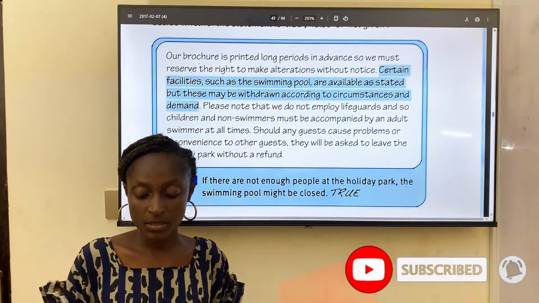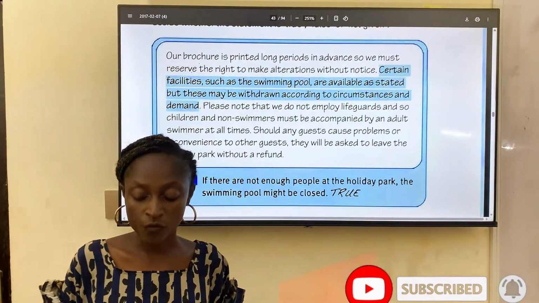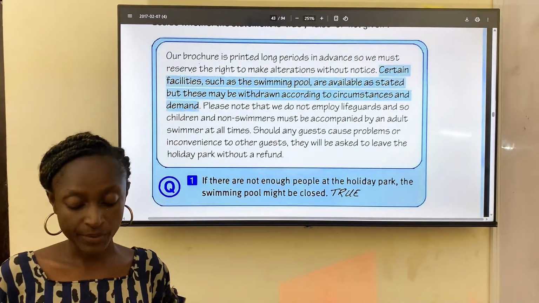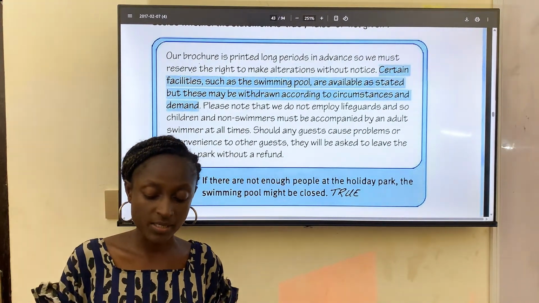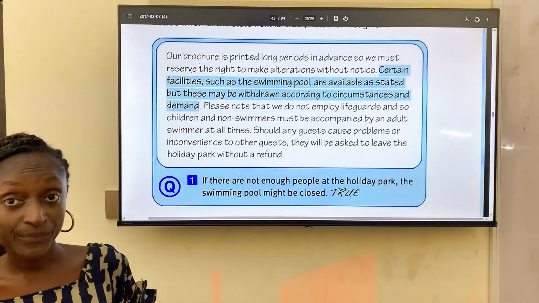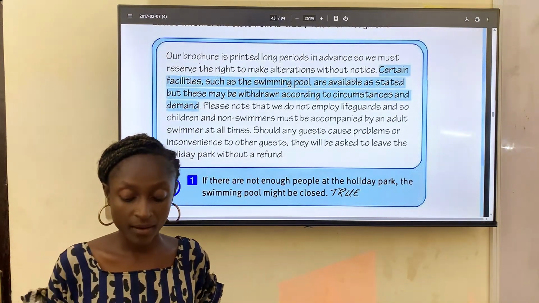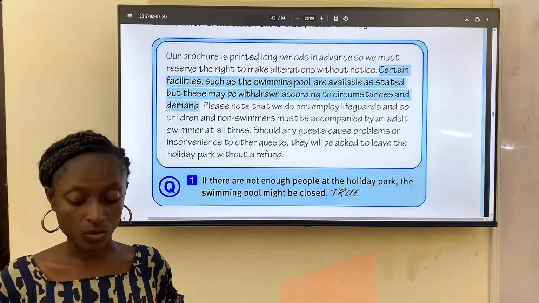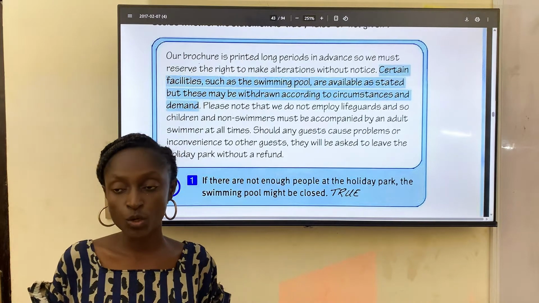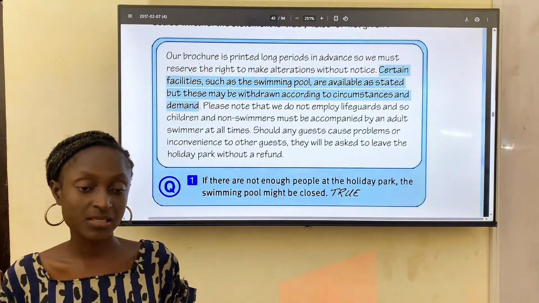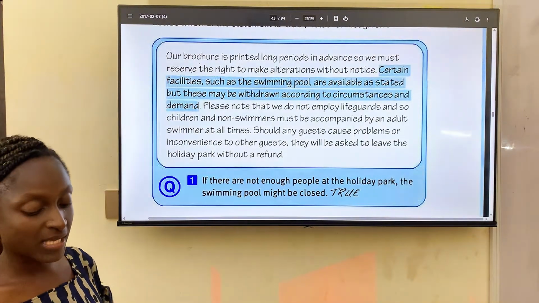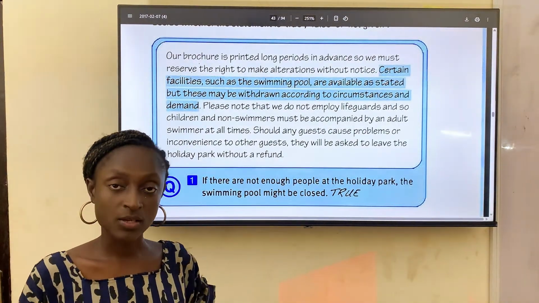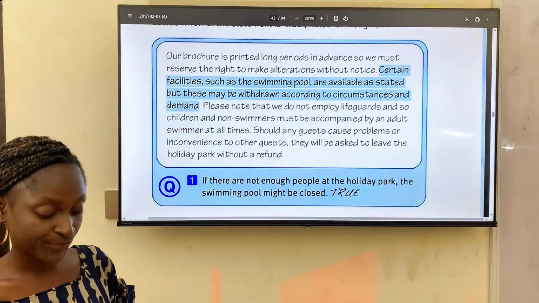Demand simply means how often people make use of the swimming pool. So that has been restated in the question, because the question says if there are not enough people at the holiday park, the swimming pool might be closed. So that means if there is no one using it, it will be closed. That is definitely true. So the question is only restating the last part of that sentence. So the answer is true. Moving on.